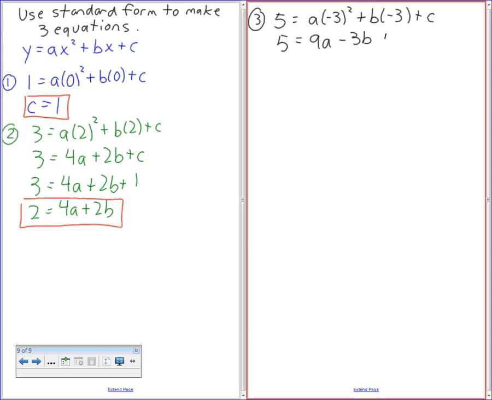I'm going to also plug in plus 1. So I get 4 equals 9a minus 3b. Okay. Now I'm totally stuck. I have no clue what to do here right now.